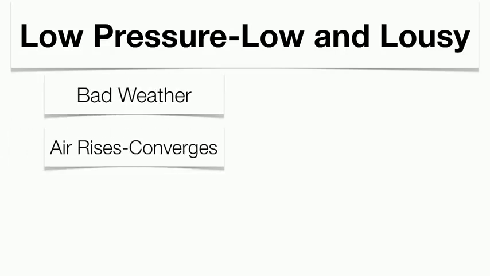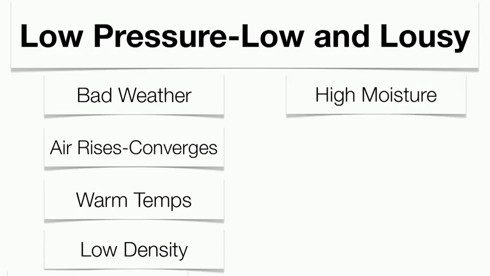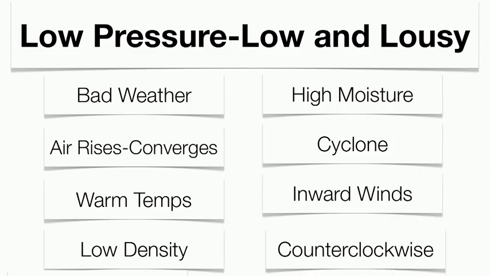Your low pressure is the exact opposite. This is lousy weather, really bad weather. This is very simply because air rises. Air rises because of warmer temperatures. Warm air expands, has a much lower density, causing that warm air mass to rise up. Warm air generally holds more moisture, so you tend to have a high moisture content, lots of clouds, lots of condensation. These types of systems tend to be cyclonic in nature, which means winds blow inward and counterclockwise. These are going to be your hurricanes and your tornadoes and what we call your mid-latitude cyclones.